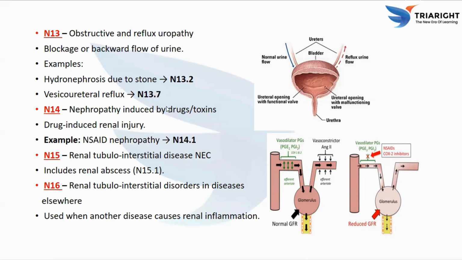And next N13.7, which is for vesicoureteral reflux. In this, the urine flows backward towards the bladder, ureter and kidney. Here is a diagram. The image shows the normal side, where urine flows from the kidney to the bladder and out through the urethra. On the reflux side, the valve at the ureter-bladder junction is weak and urine goes back up. This backflow causes recurrent infections and kidney scarring.